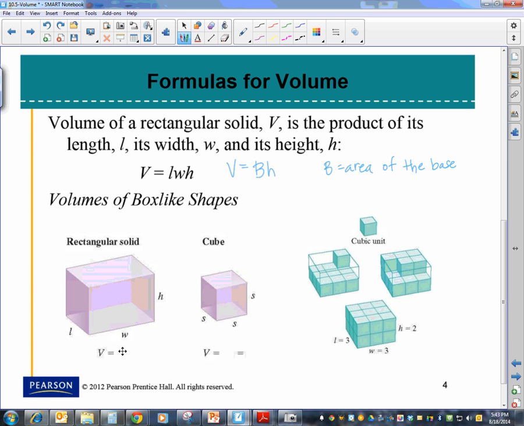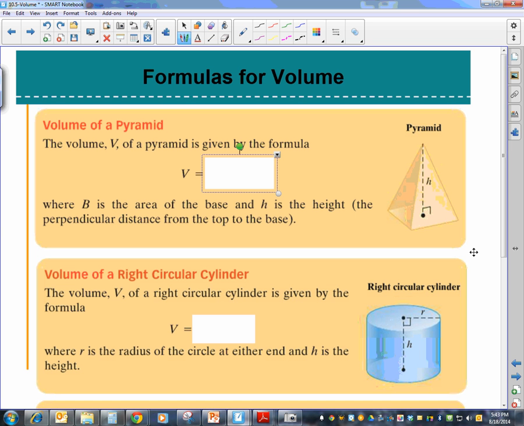So a rectangular solid, as we just said, the volume is length times width times height. If you have a cube, all of the edges are the same, so the length times the width times the height is the side times the side times the side, or side cubed. Okay, now for the rest of our formulas, I'm going to go through. We have a little picture for each one, and then I'm going to fill in the blank, and then we're going to do some problems. So this should go by quickly.